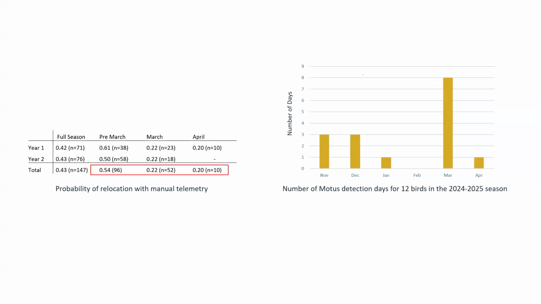Well, again, non-breeding wood thrush are known to be wide-ranging and move a lot, and this behavior seems to pick up as we approach spring migration. On the left, I'm showing you how our probability of relocating a bird with manual telemetry drops from 0.54 before March to 0.22 during the month of March. And on the right, we see the number of detections on the Motus tower jump up in March. So it seems the birds are moving more come March.